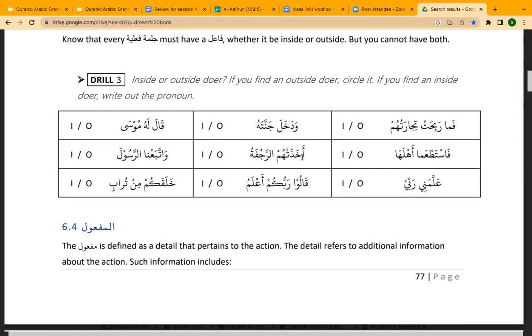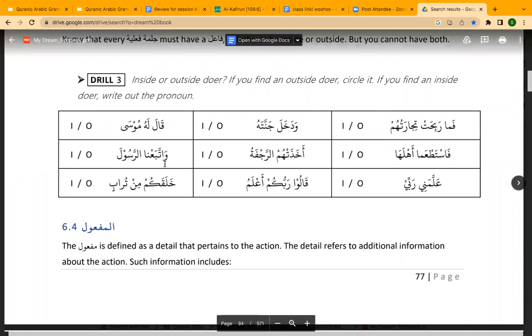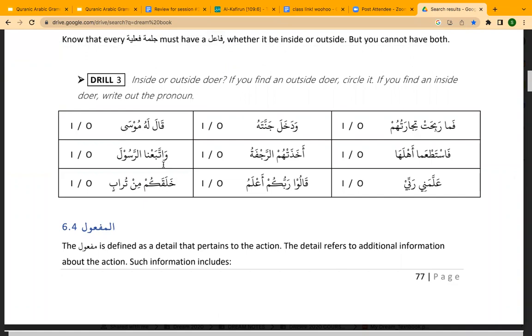Akhazat is your fail, that is hiya. Arajfa is the outside doer. Home is your detail. The earthquake seized them. Yes, akhazat. Everyone with me so far? Type 1 if you are, type 2 if there is still some confusion.